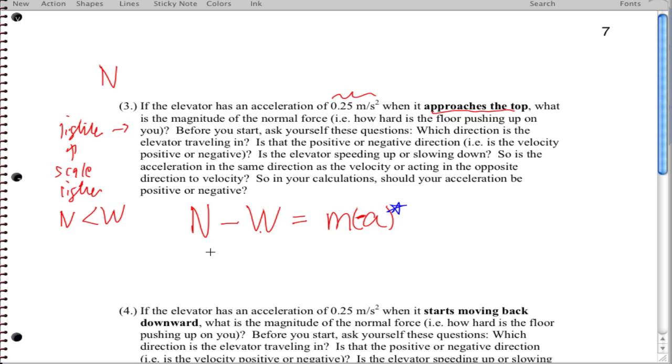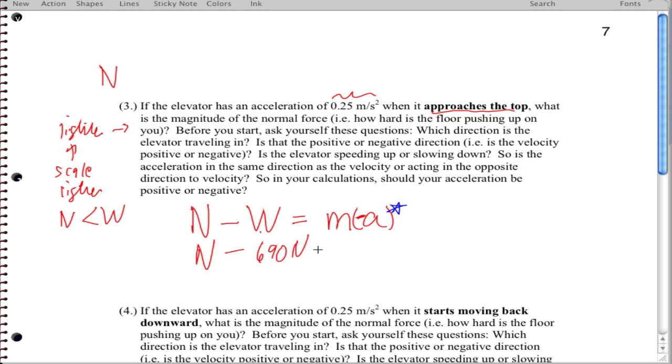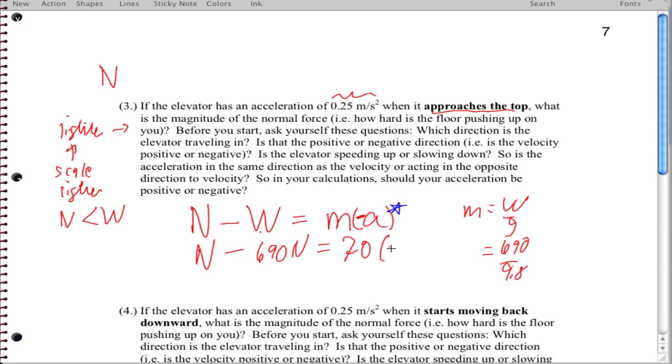And so we can go ahead and calculate. So we have the normal minus, and my weight was given in newtons as 690, equals m. So let's get my m. That's going to be weight divided by gravity, which is 690 divided by 9.8. And that's going to give me about 70 times negative 0.25.